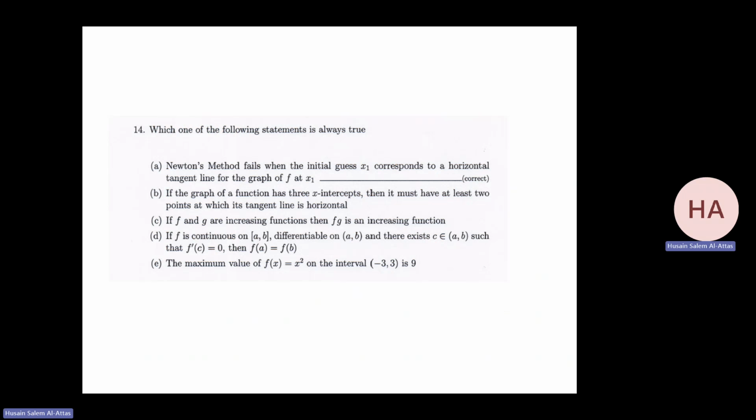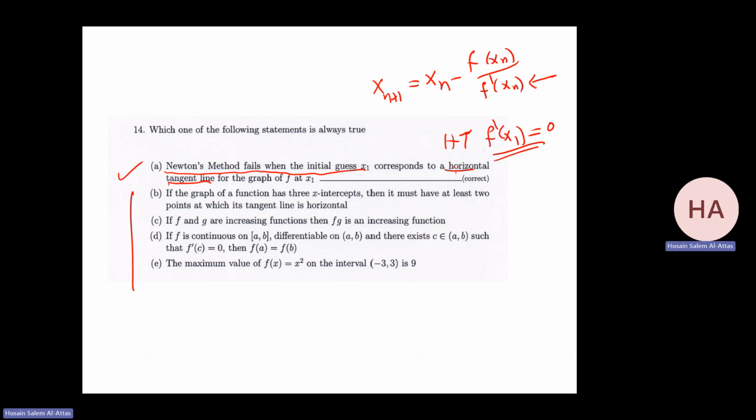This is just a true or false statement. Forget about this. They're not related to Newton's method. This is the statement which is related to Newton's method. It said Newton's method fails with the initial guess corresponding to a horizontal tangent line, which is true. When we have a horizontal tangent line, we have f prime of x1 equal to 0. So if f prime is 0, then Newton's method for sure will fail, because I have over f prime at xn. So there is a problem here. So this is the true statement.